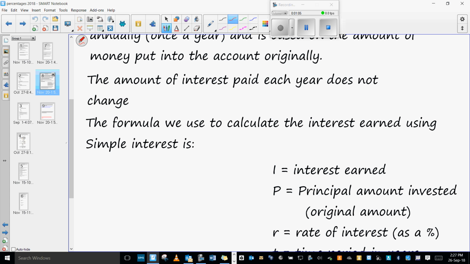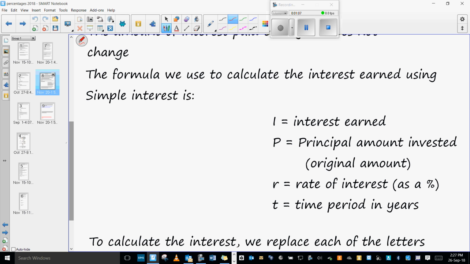Now there's a formula that we use to calculate the simple interest. We're using these letters. I, which represents the interest earned, equals P, which is referring to the principal amount invested. In other words, how much money you put into the account. R, which is the rate of interest as a percentage. T, which is representing the time, and then that's all divided by 100.